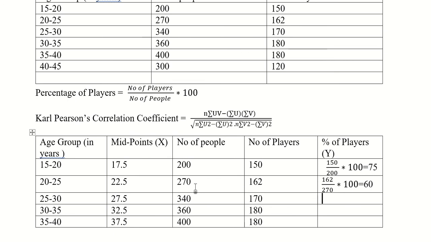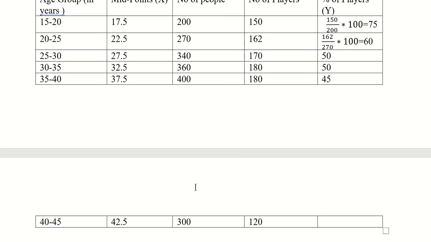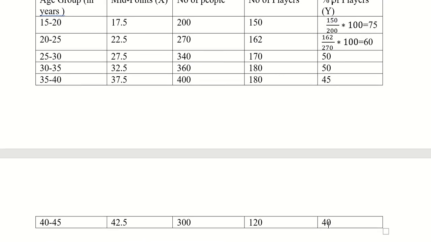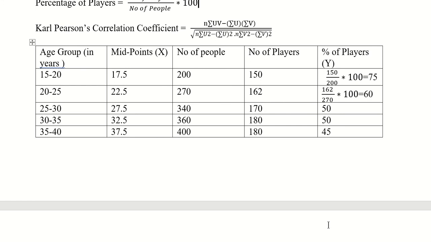Now I'm just writing the answers. I hope this is clear with everyone. So 50, then again we have 50. I hope I haven't missed. Okay, 50, 50. Then we have 45, and the last one is 40. So this is what we have got. Now we have both x and y.